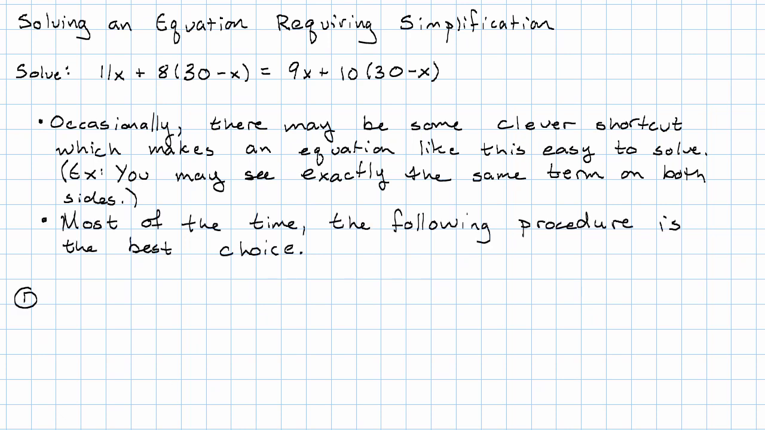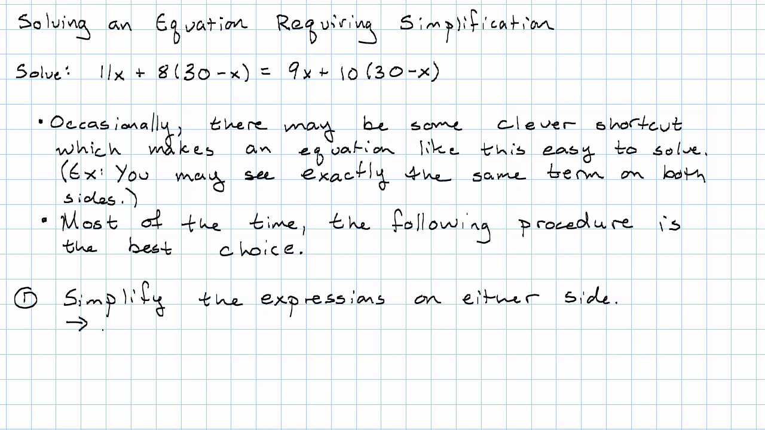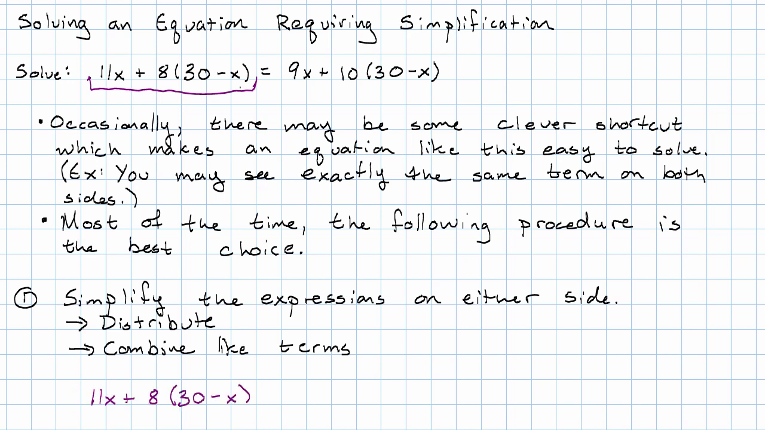We will start by simplifying the expressions on either side. And notice that when we're simplifying, we can't do any steps that refer to both sides. We can distribute when we're simplifying, and we can combine like terms. And that's it. So in our example, our two expressions are 11x plus 8 times 30 minus x and 9x plus 10 times 30 minus x.